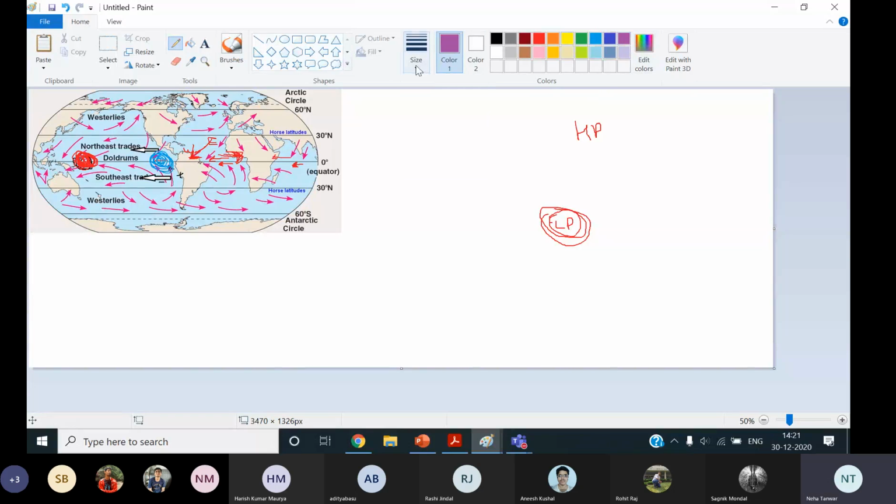Let's use this color. So what will happen? The winds will start, and that's how we will have the wind flowing into the low pressure zone. Agreed?